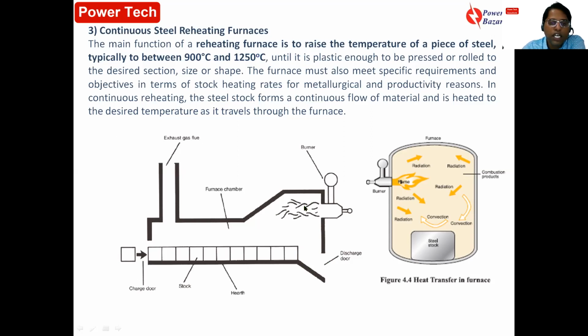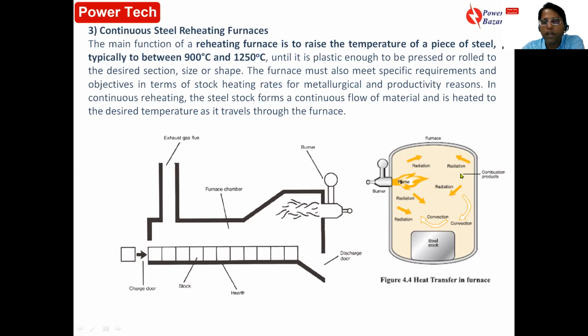Now you see here, at this burner the height of the furnace is high, whereas at this place the height is a little bit lower, because this is a burning zone and you require some air for this, and this is the furnace chamber. This is the path of exit flue gas. Now, if you see heat transfer in the furnace, this is the stock, this is the flame. There is radiation from the flame, there is radiation from the combustion products. The combustion products surround the steel stock.